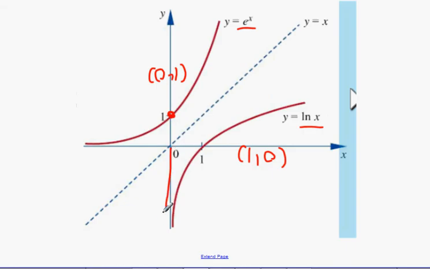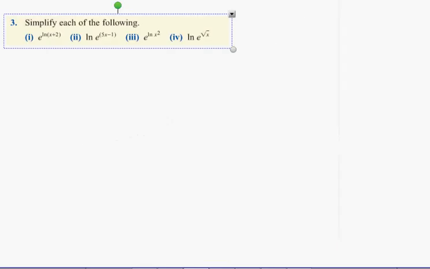And the y-axis is a vertical line, which makes it the vertical asymptote of ln x. Isn't it funny that one of them has a horizontal asymptote, which is the x-axis, and then the other one switches to the y-axis. Once again, y being changed with x, because they're inverses of each other. Okay?